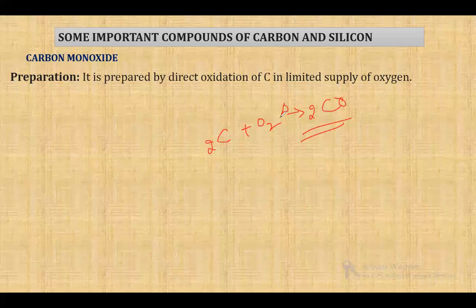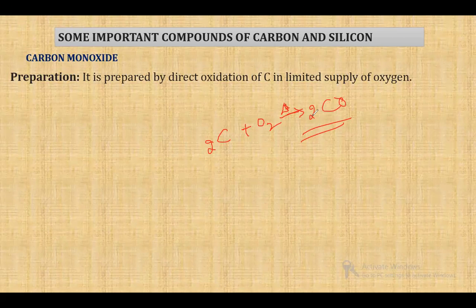So this direct combination is an oxidation, the burning of any substance. Carbon is heated with oxygen at high temperature, forming carbon monoxide. A limited supply of oxygen is used here; if you use an excess, it turns into carbon dioxide.